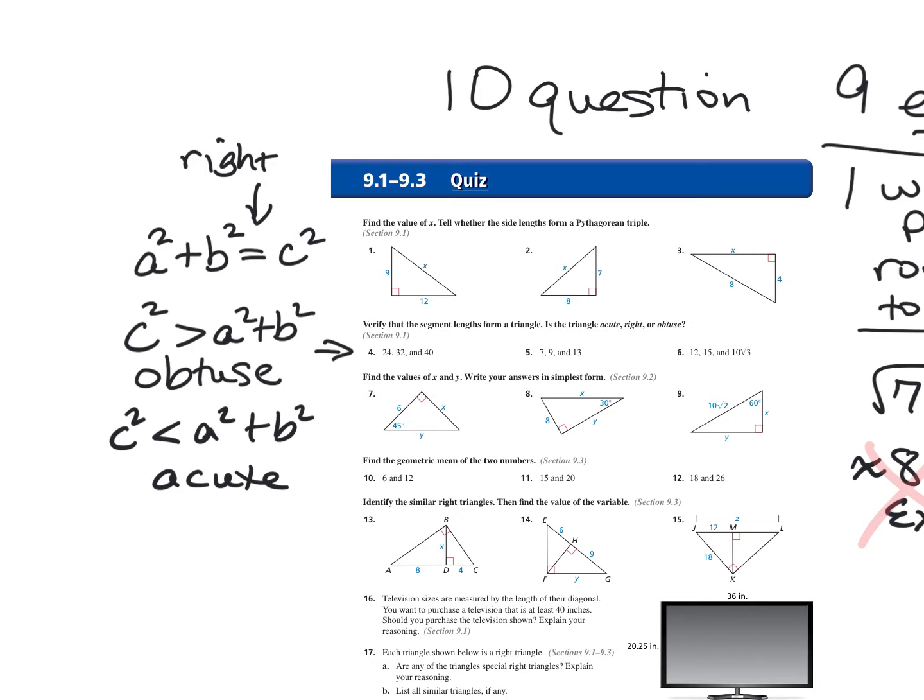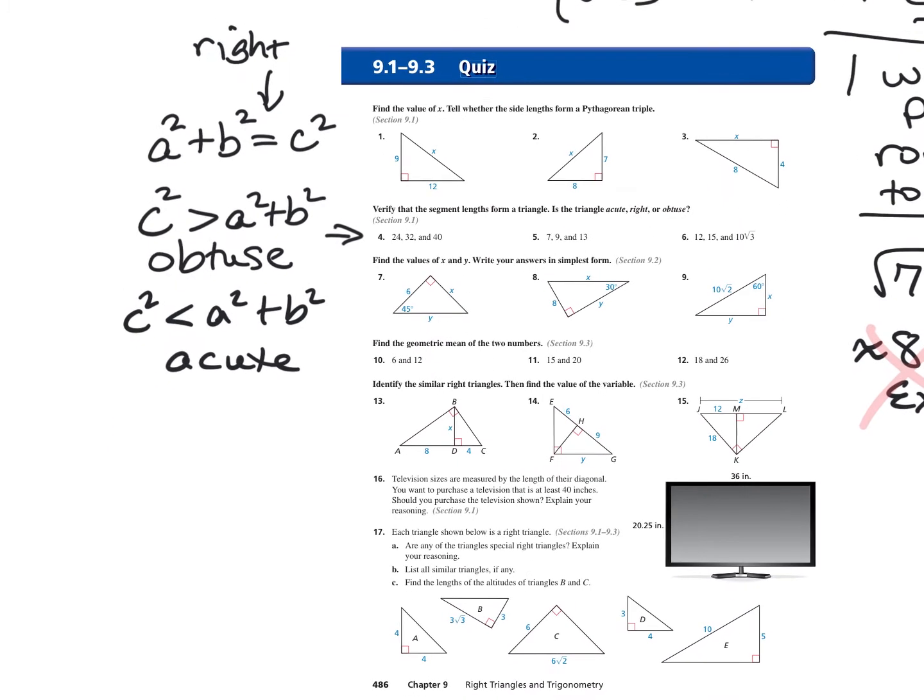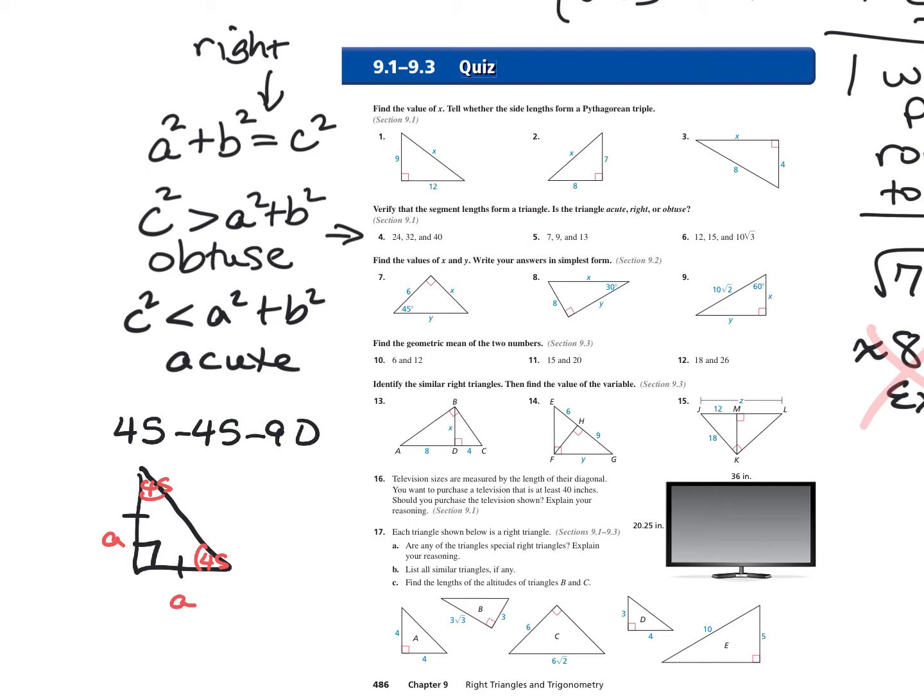Then for numbers 7, 8, and 9, this is where we learned about the special right triangles. You need to memorize the relationship of the sides. So the first triangle we learned was the 45, 45, 90 special right triangle. So when you have 2 congruent sides, you also have 2 congruent angles, and each of these angles are 45. You were told to memorize that the 2 legs were a, and the hypotenuse was a square root 2.